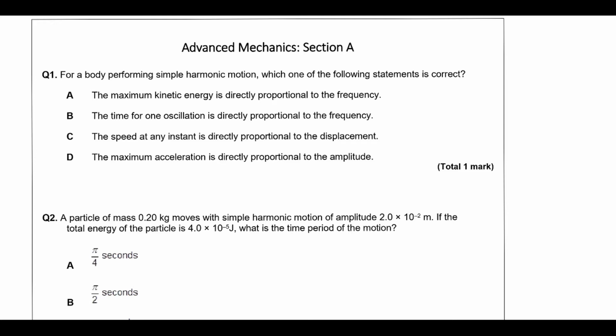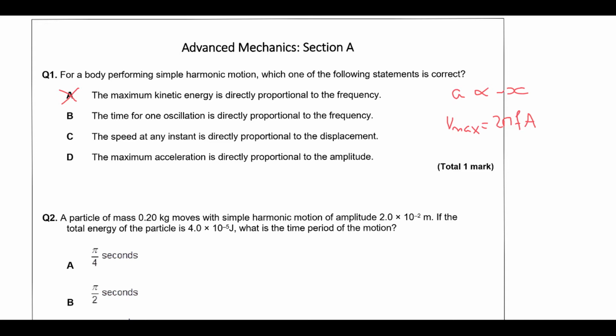For a body performing simple harmonic motion, which one of the following statements is correct? Let's remember that for simple harmonic motion, acceleration is directly proportional to the negative of the displacement. That's the condition of SHM. So the maximum kinetic energy is directly proportional to the frequency. Well, you do have this equation, Vmax is 2 pi f a. Kinetic energy would be that squared, so it would be proportional to frequency squared, so that's not correct.